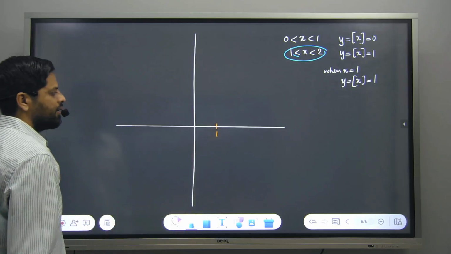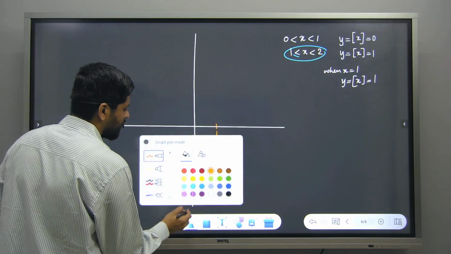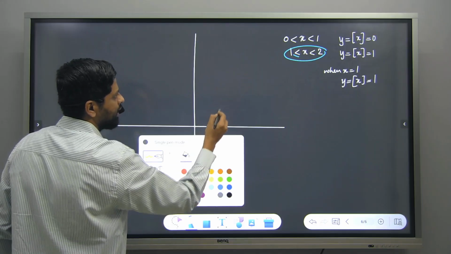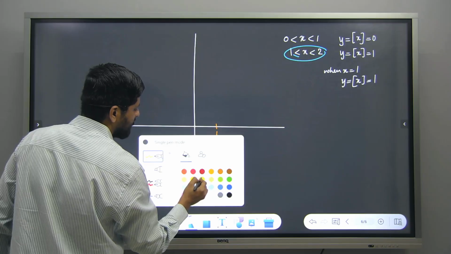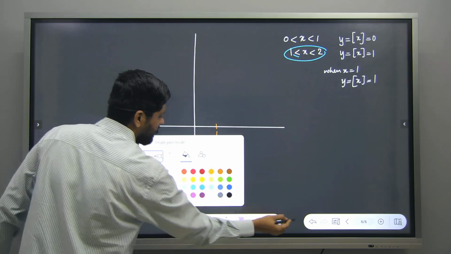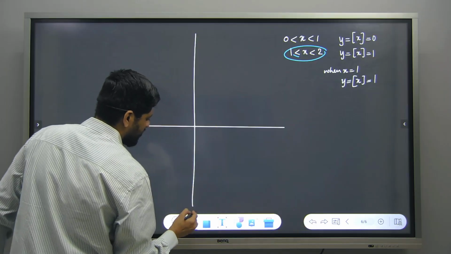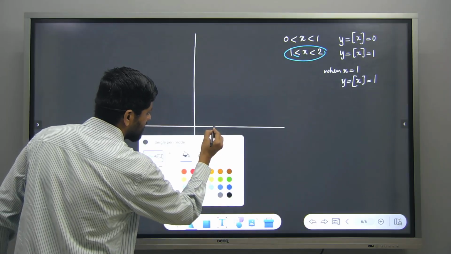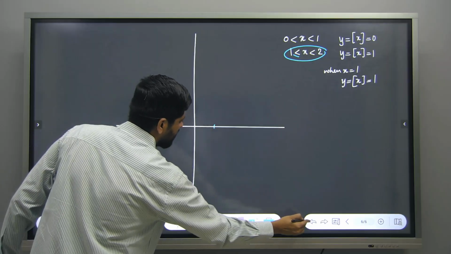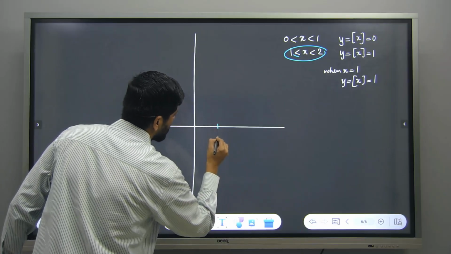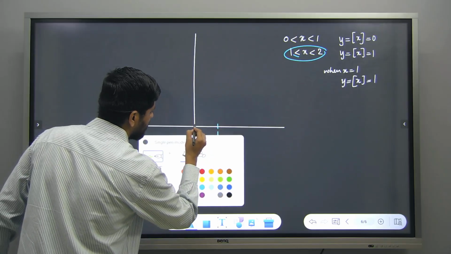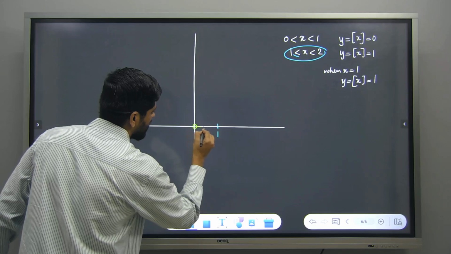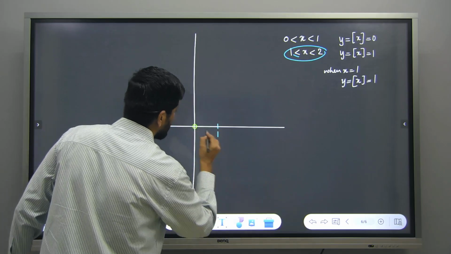Say we have 1. So, what about all the values of x from 0 to 1? The value of y will be 0. Let me draw the graph. Let me use a different color so that you clearly understand. So, this is going to be 1 for me. This is going to be 1. And as I told you, it's going to be from here to here, 0 to 1.